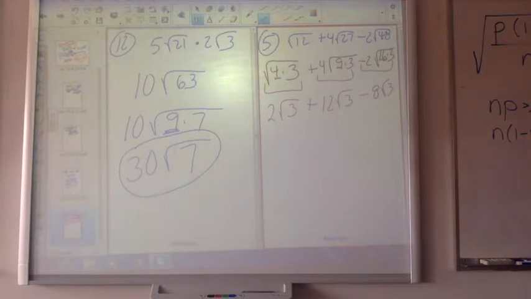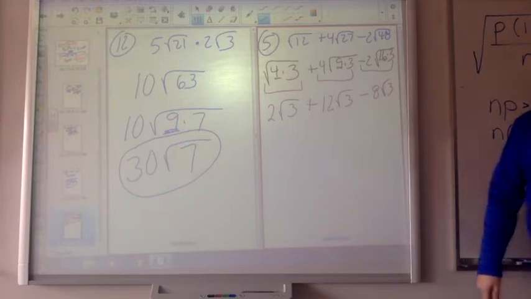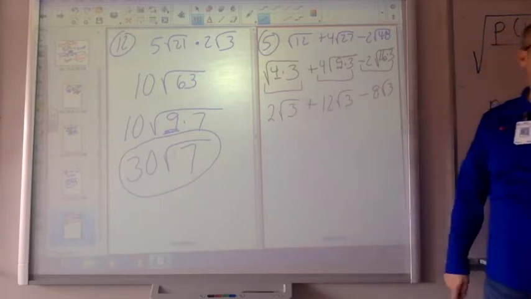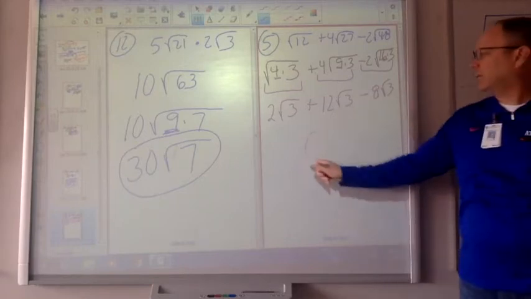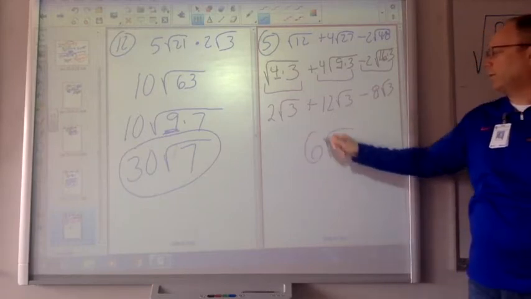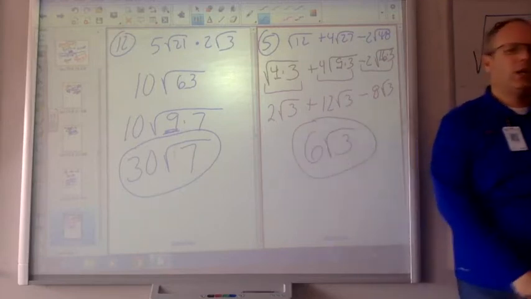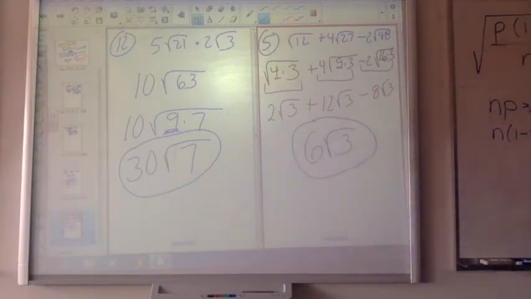All right, so they all have the exact same radical, so we could do the math. So we're just counting up. 2 added to 12 is 14, right? 14 subtracting 8 is 6. So my answer is 6 square root 3. Notice the square root 3 didn't change at all throughout that problem. Can you do 7? Yep.